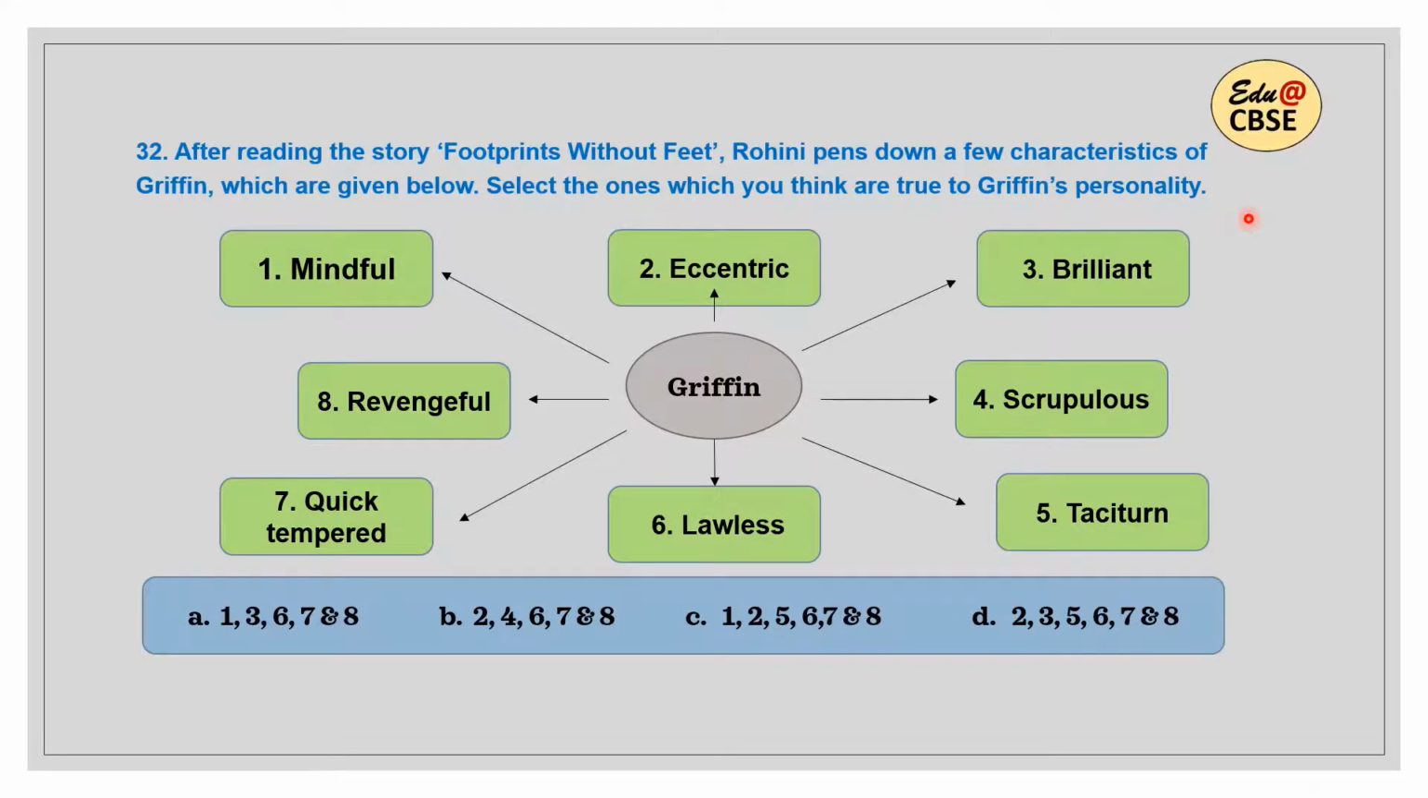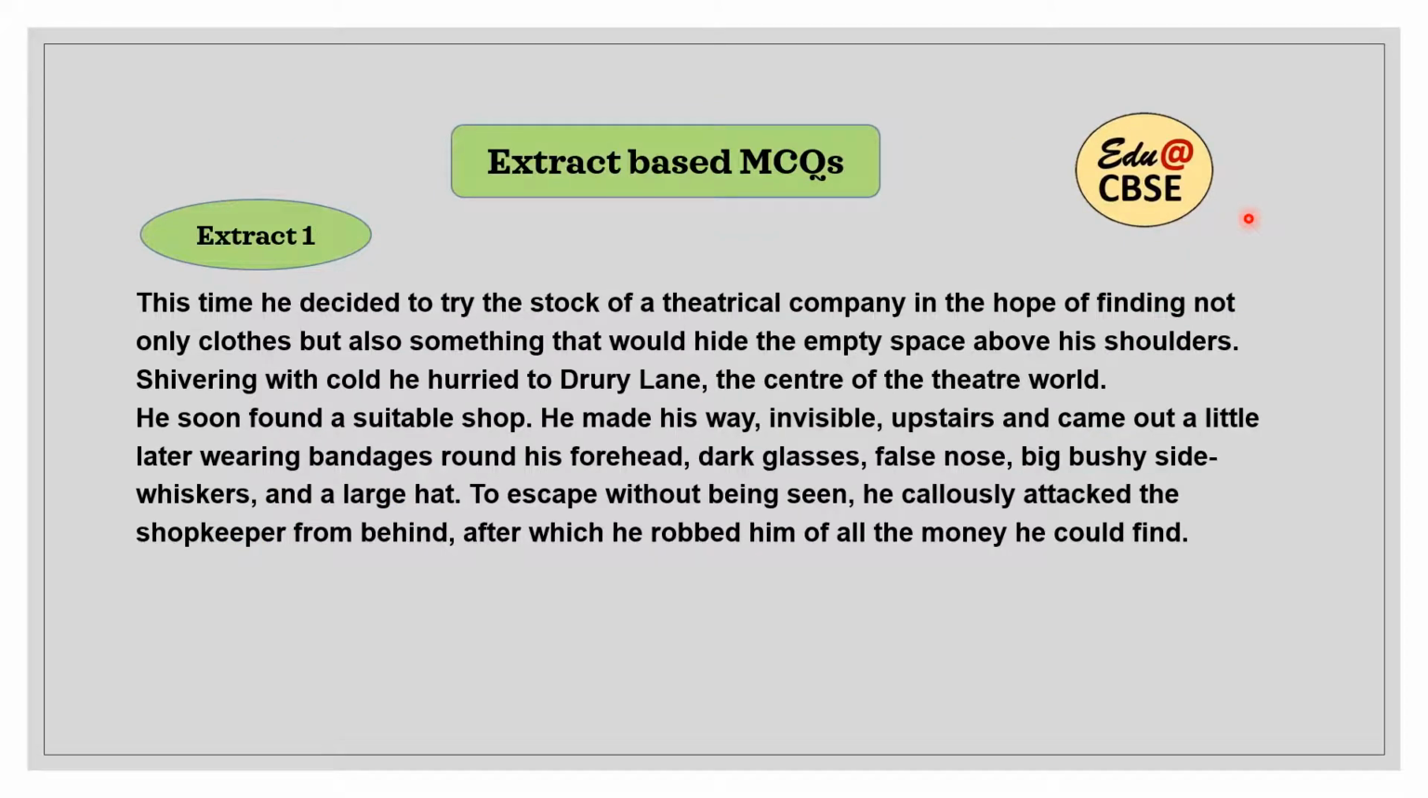Now next one. It is an extract-based question. So you can read the extract or you can bring your book and take out this paragraph and then check the questions. Because with the questions, I am not going to give the extract again. So you can pick the extract from your book. This time he decided to try the stock of theatrical company in the hope of finding not only clothes but also something that would hide the empty space above his shoulders. So find this paragraph and then let's get started.